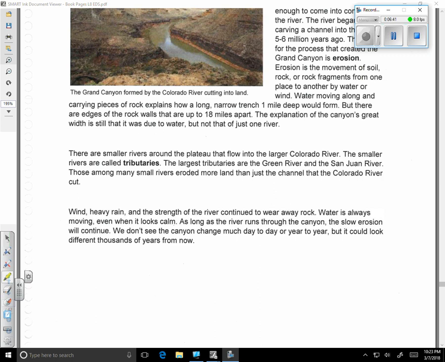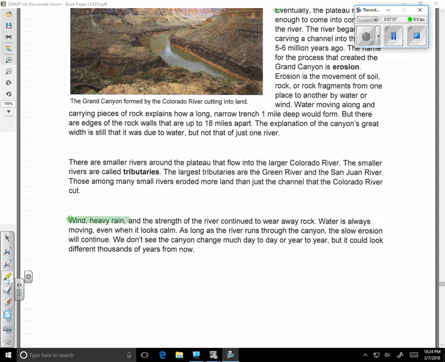There are small rivers around the plateau that flow into the larger Colorado River. The smaller rivers are called tributaries. The largest tributaries are the Green River and the San Juan River. These, among many small rivers, erode more land than just the channel that the Colorado River cut. Wind, heavy rain, and the strength of the river continue to wear away rock.